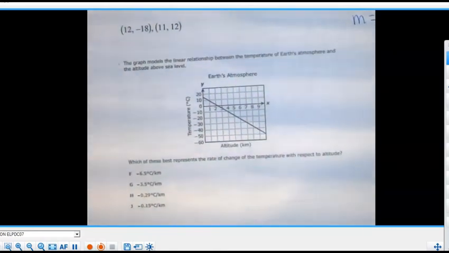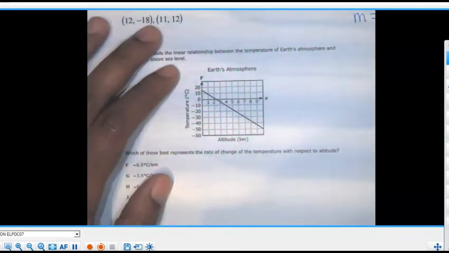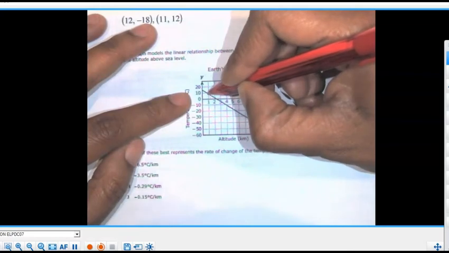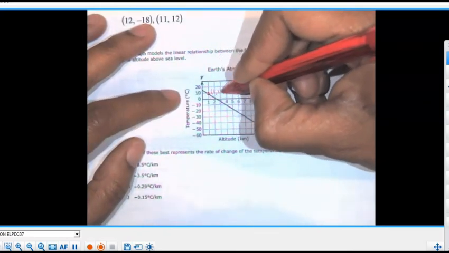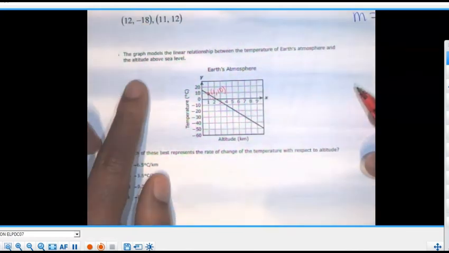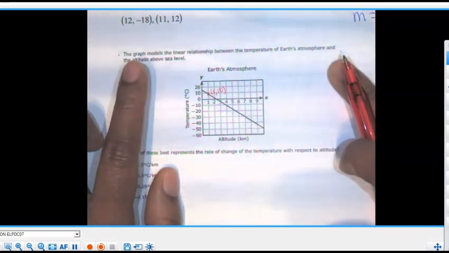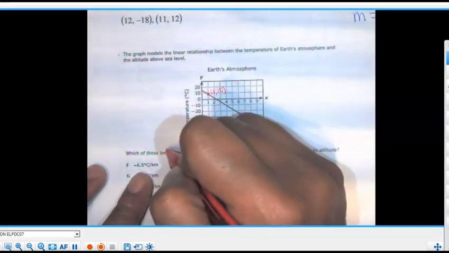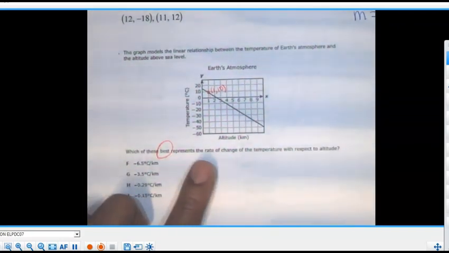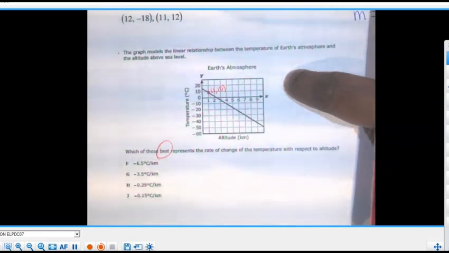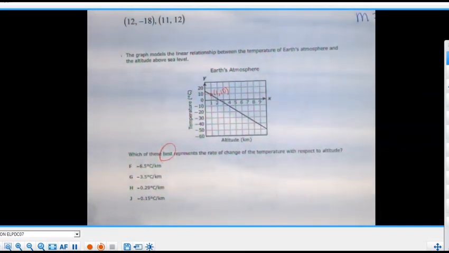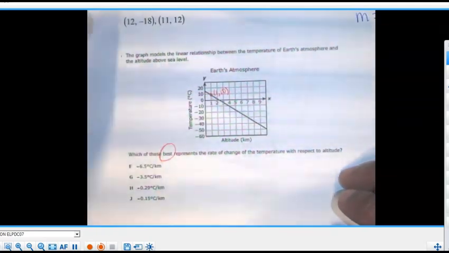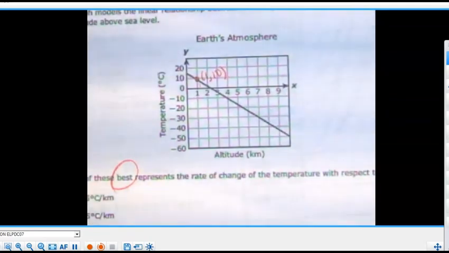Again, we talked about finding nice, good, clean points the best way that we can. This one looks like a good point right here, which was 1, 10. Notice that we have this Earth's atmosphere and the altitude above sea level, and then it asks which of these best represents the rate of change for the temperature and this altitude, right? So you may not get a perfect answer, but you're getting really close to it, and so we have to make the best answer choice. So I see this is 1, 10. Let me zoom in.